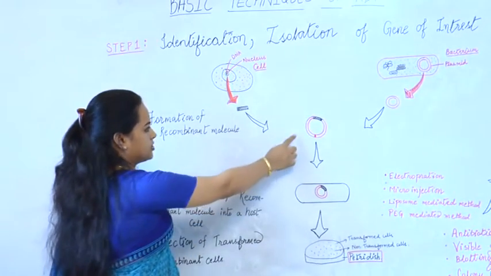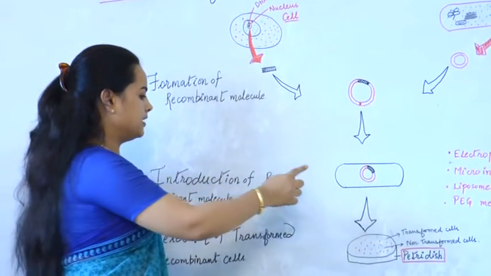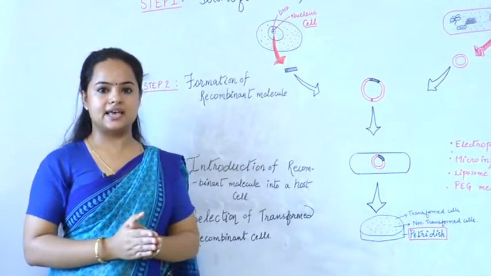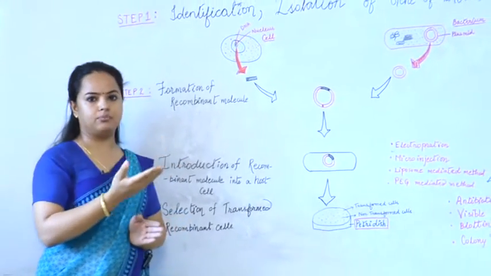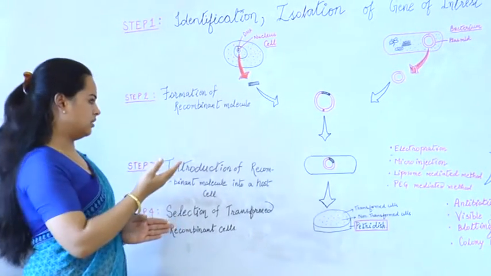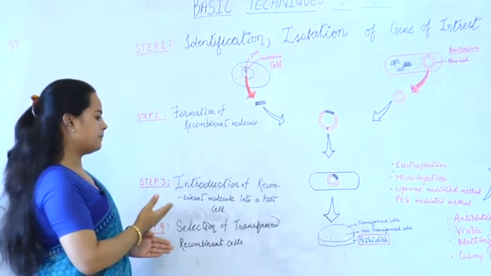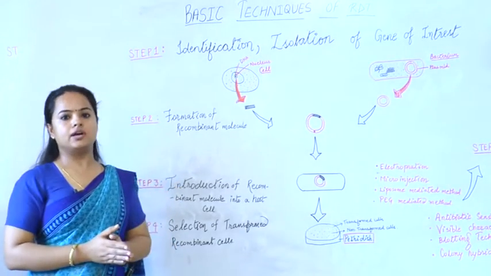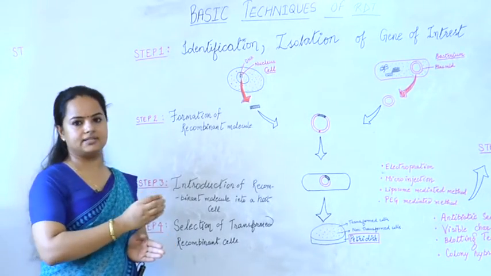After insertion of this recombinant molecule inside a host cell, the next step is to identify whether it has been multiplied to the desired product or not. For that, the bacterial cells are grown on a bacterial medium and then the colonies of the required product can be isolated easily.